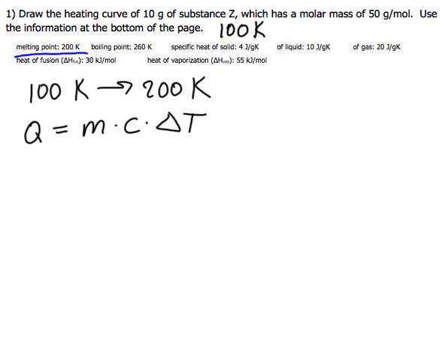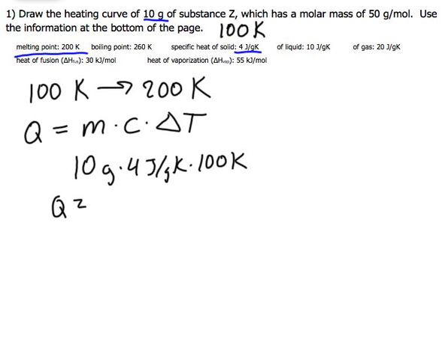In this case, the mass of our substance is 10 grams. The specific heat of our substance, since it's a solid, is 4, so we're going to use 4 joules per gram Kelvin. It is increasing by 100 Kelvin. When we calculate this out, the heat needed is equal to 10 times 4 times 100, or 4,000 joules. Now on our graph, the energy units are in kilojoules, so if we convert this to kilojoules, it's 4. So after 4 kilojoules of energy, it'll go to 200K.